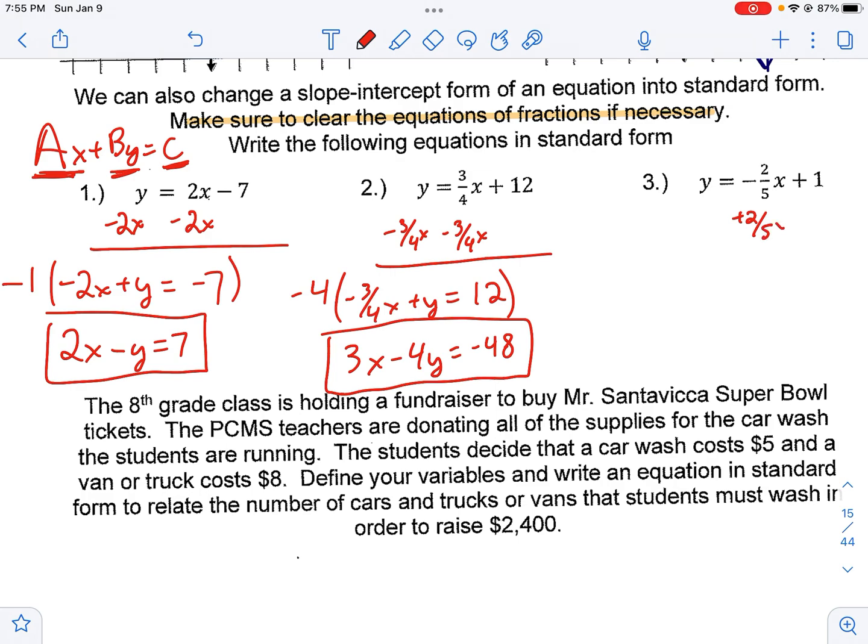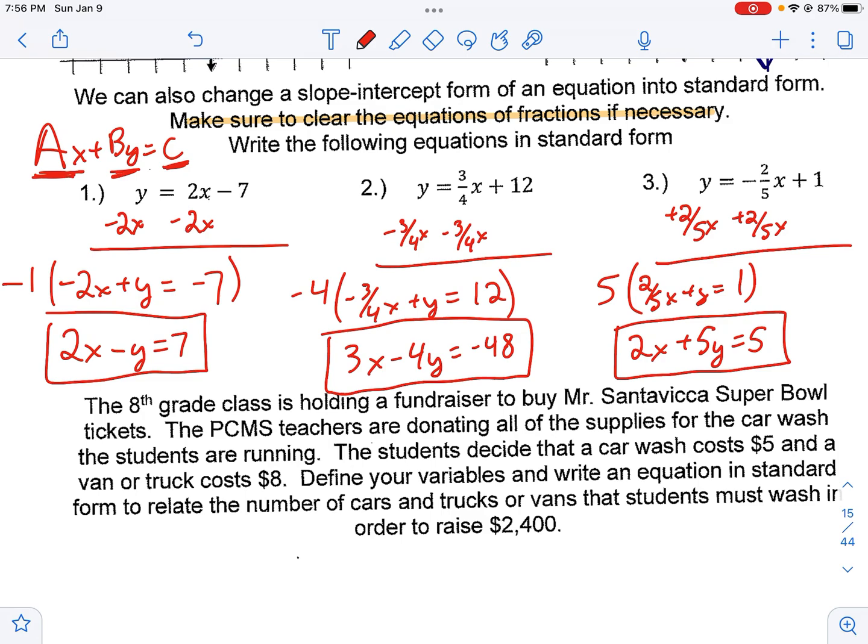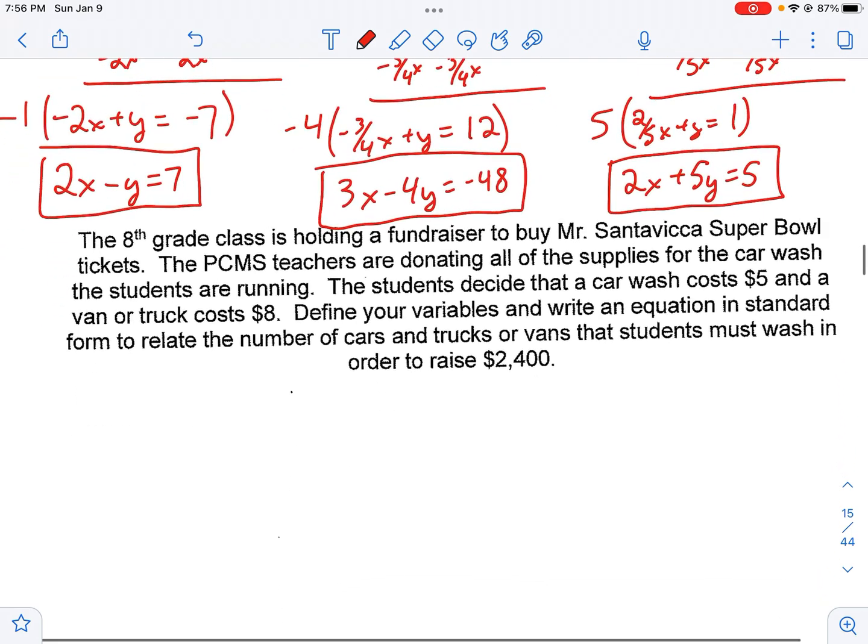For our third problem, we'll start by moving the a term to the left side, adding 2/5 x to both sides. 2/5 x plus y equals 1. We know we have to get rid of any fractions, clearing them by multiplying by the denominator or common denominator. So multiplying 5 times 2/5 gives us 2x, 5 times y is 5y, and 5 times 1 is 5. So we'll end up with 2x plus 5y equals 5. At this point, you should feel pretty confident on creating standard form from slope-intercept form.